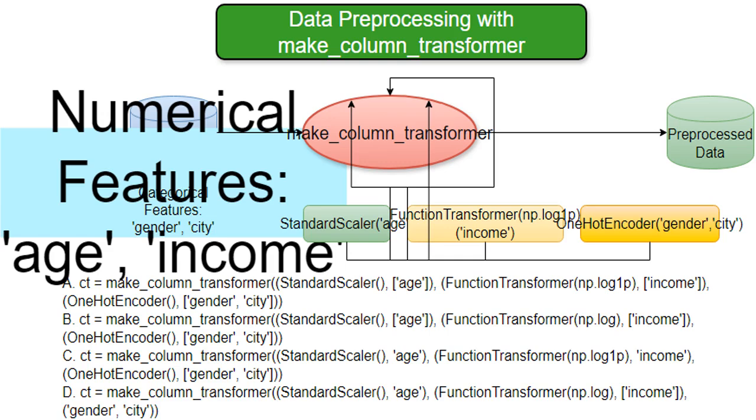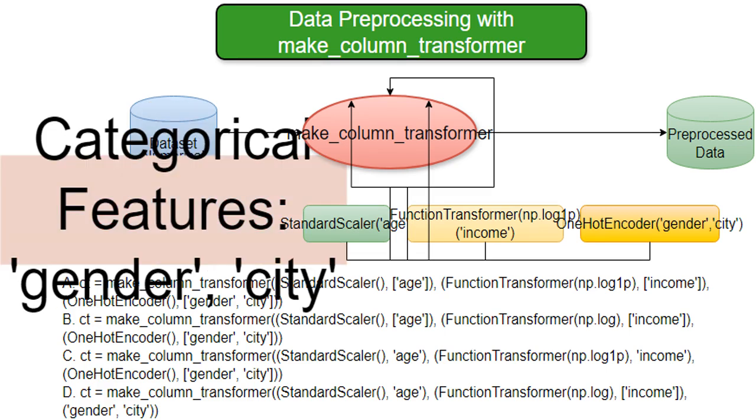Age represents the age of a person and income represents their annual income. I will be applying different transformations to these features. These features represent categories, not numbers. Gender could be male or female, and city represents different places where people might live. I'll need to transform these into numerical representations for my model.